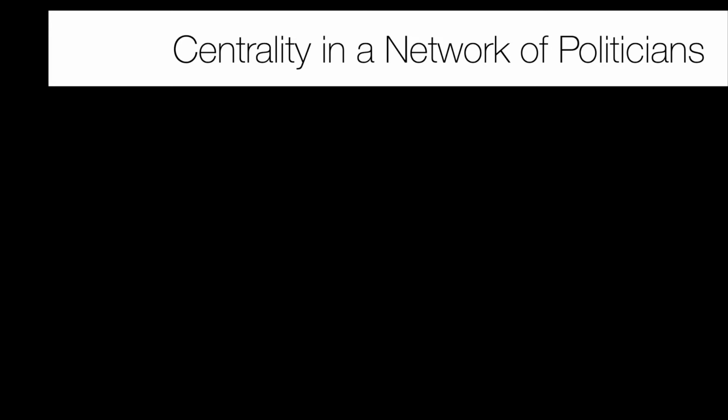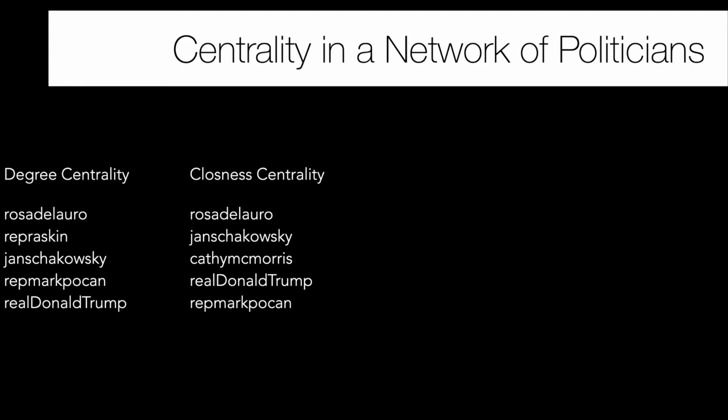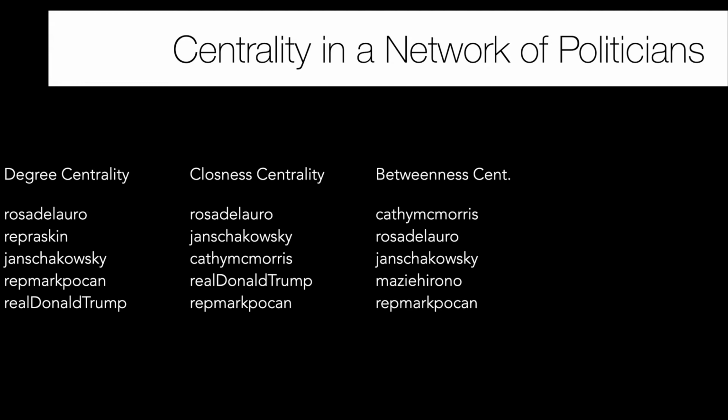But that's just looking at eigenvector centrality. If we look at the other kinds of centrality, we see different kinds of rankings. For degree centrality, if we look at the top 5, Rosa DeLauro has the highest, followed by Rep. Raskin, and several others. If we look at closeness centrality, we see a similar kind of ranking, but not quite the same. Rosa DeLauro is still on top. Real Donald Trump's not 5, he's now number 4. Kathy McMorris is now newly on this ranking. For betweenness centrality, again, Kathy McMorris is moving up, Rosa DeLauro has moved down. We've actually lost Donald Trump here.